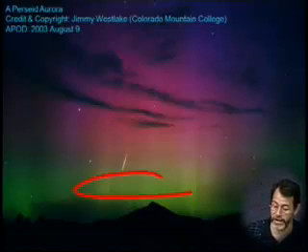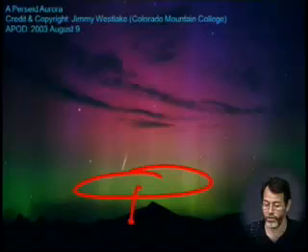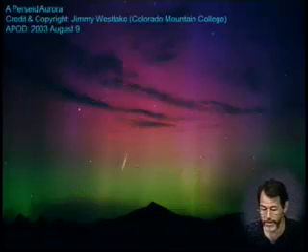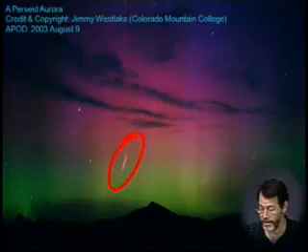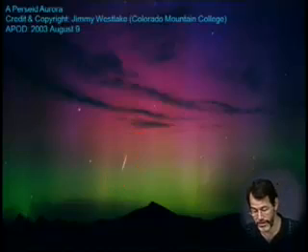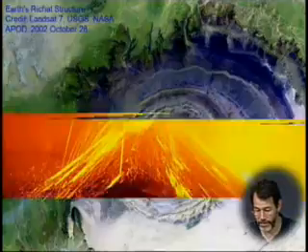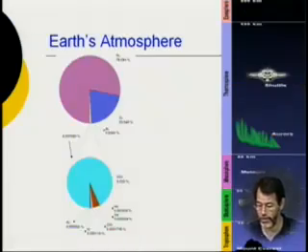Typically green is an indicator of oxygen. So there's aurora here. There are other types, other colors of aurora, from other gases being excited. And here you see a meteor also. I forget if the meteor is below or above the aurora. Let's go back and find out. It is below the aurora.